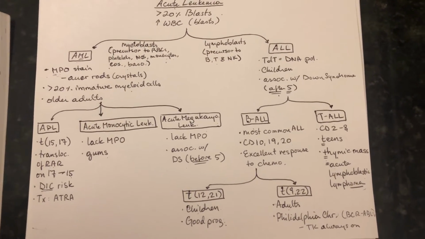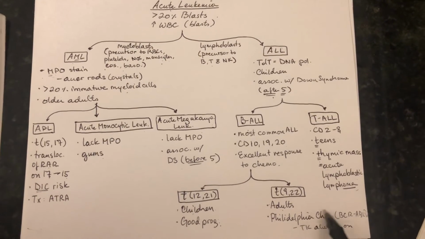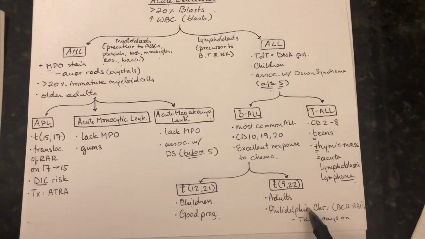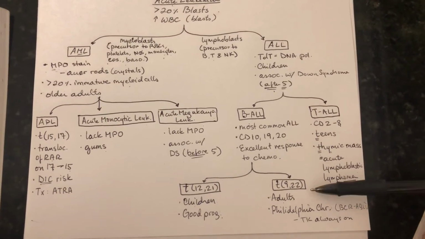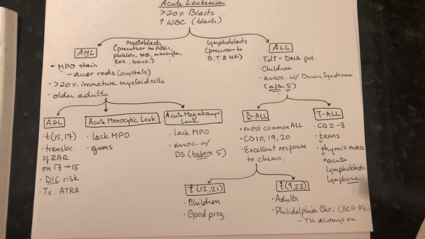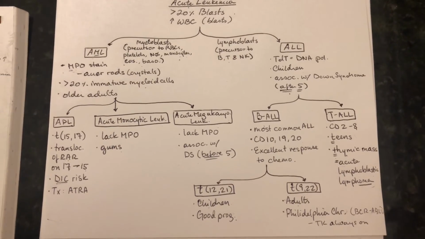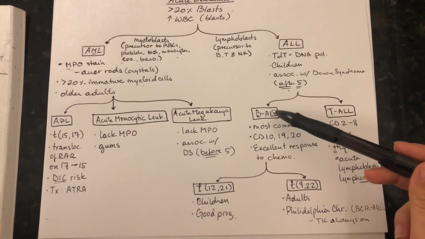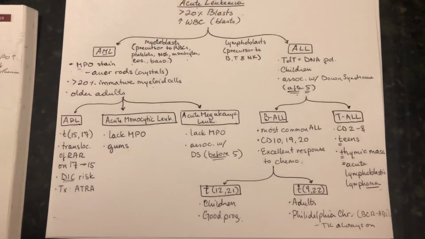My next video will probably be on chronic leukemias. Just to note, this Philadelphia chromosome is also going to come up again. This is only one disease that has it. The other, more commonly known, is chronic myelogenous leukemia. But this form of ALL can also have the Philadelphia chromosome.